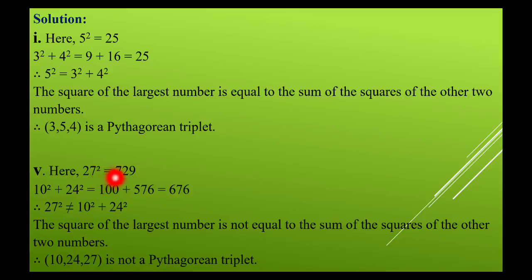Do we get an equal value? Are 729 and 676 equal? No, it is not equal. So we will write like this. 27 square is not equal to 10 square plus 24 square. Therefore, the square of the largest number is not equal to the sum of the squares of the other two numbers. Therefore, 10, 24, 27 is not a Pythagoras triplet.